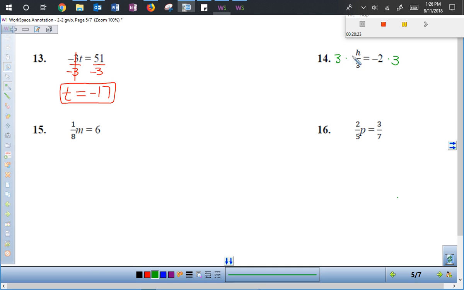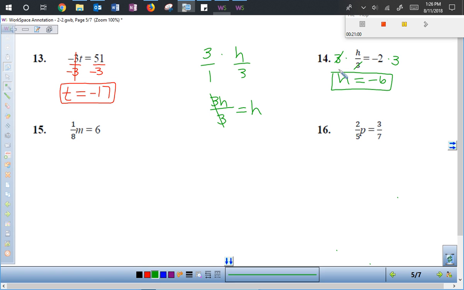Now, if I take 3 times h over 3, here's what's really happening. I would turn this into a fraction, which would be 3 over 1. And then I'd take numerator times numerator, which is 3 times h, over denominator times denominator, so 1 times 3, which is 3. Now to simplify this, 3 divided by 3 cancels out and just leaves me with h. So whenever you multiply something by what's in the denominator, they are always going to cancel out and just leave you with that numerator, which is h. Now over here, I have negative 2 times 3, which is negative 6.